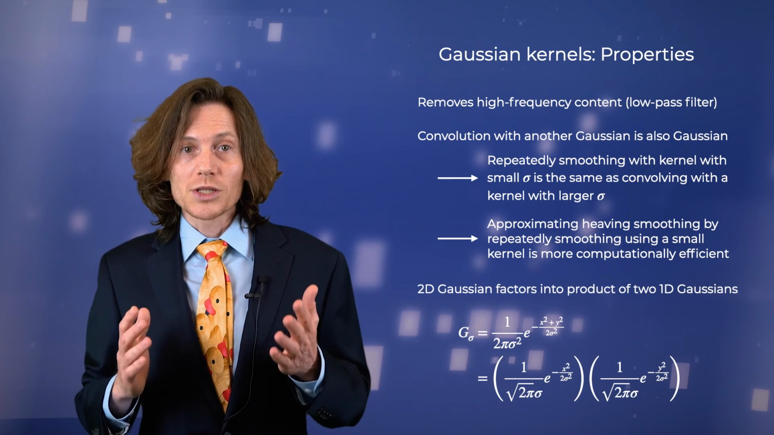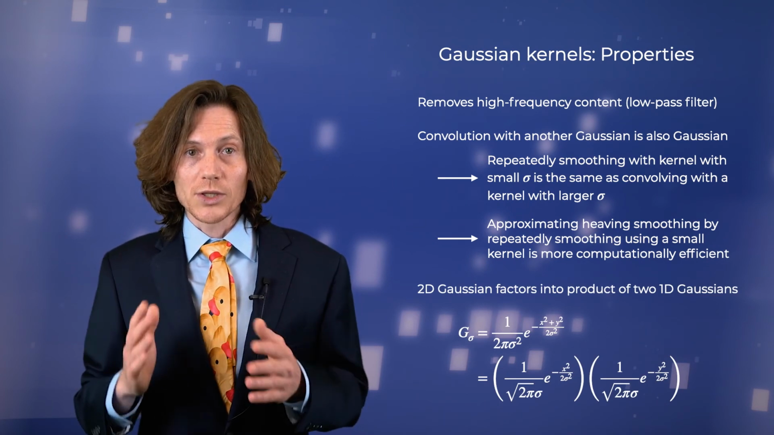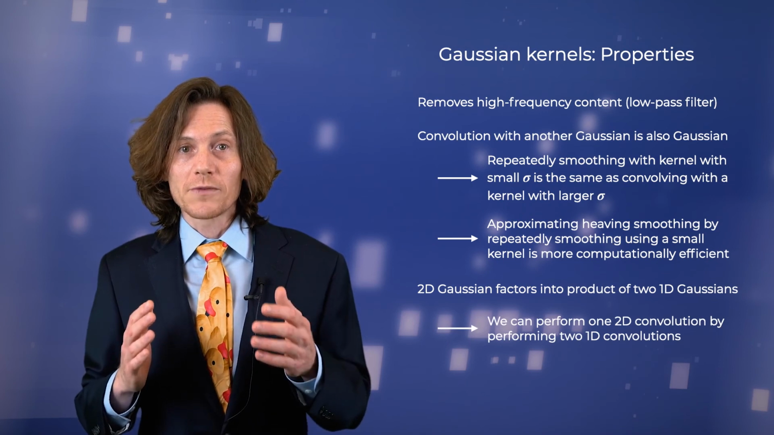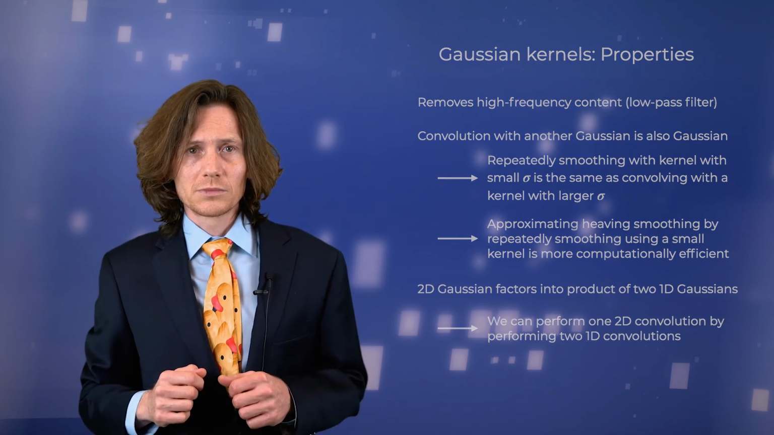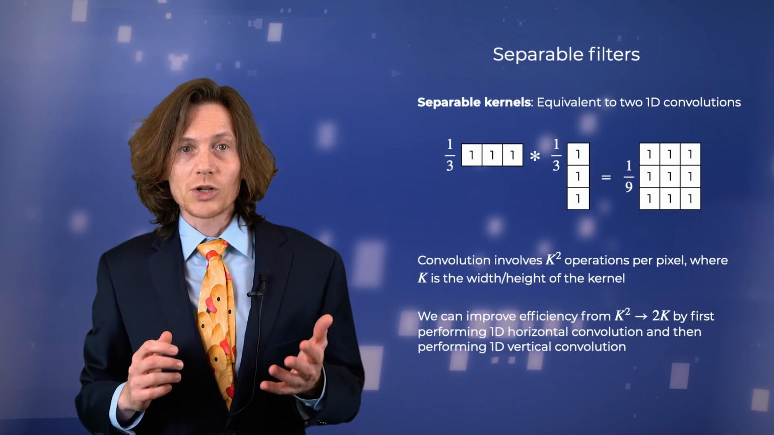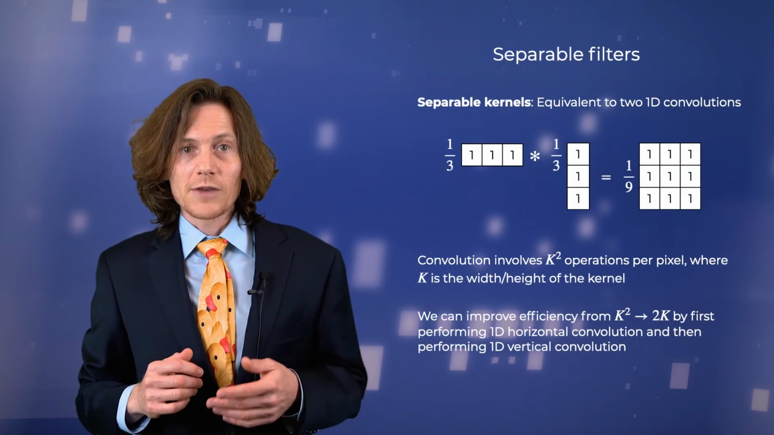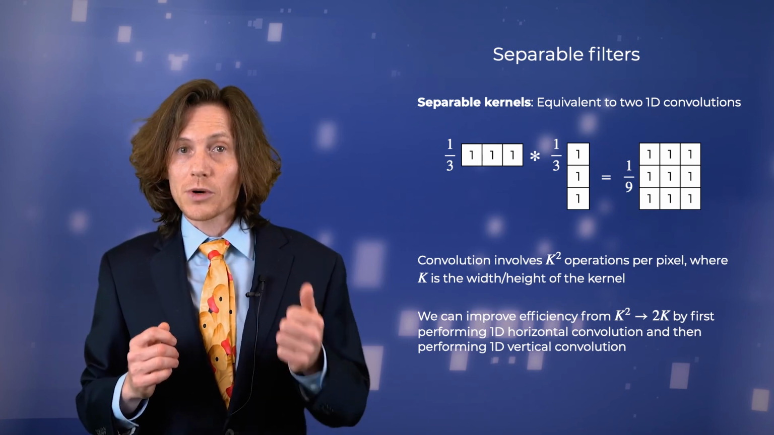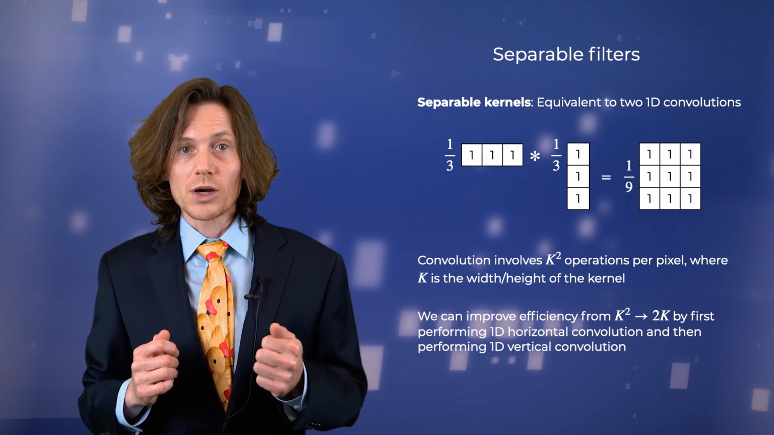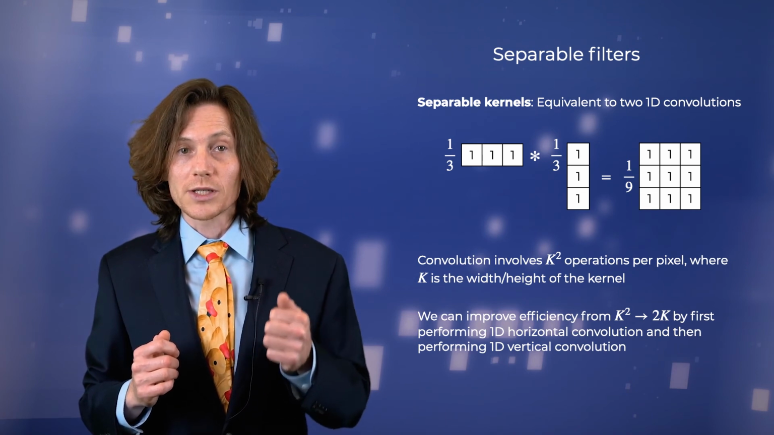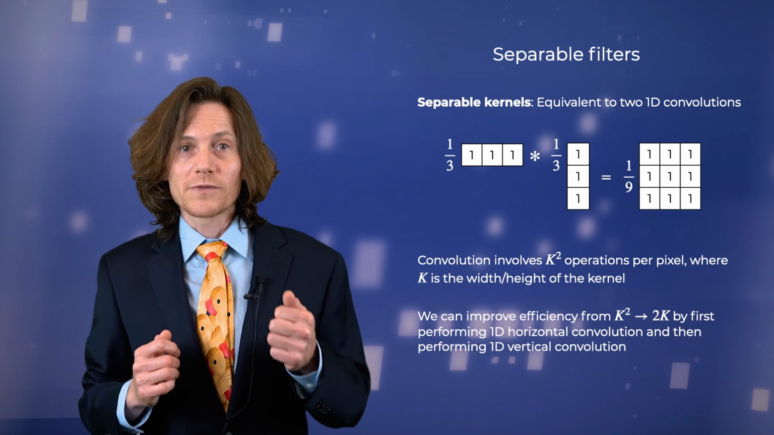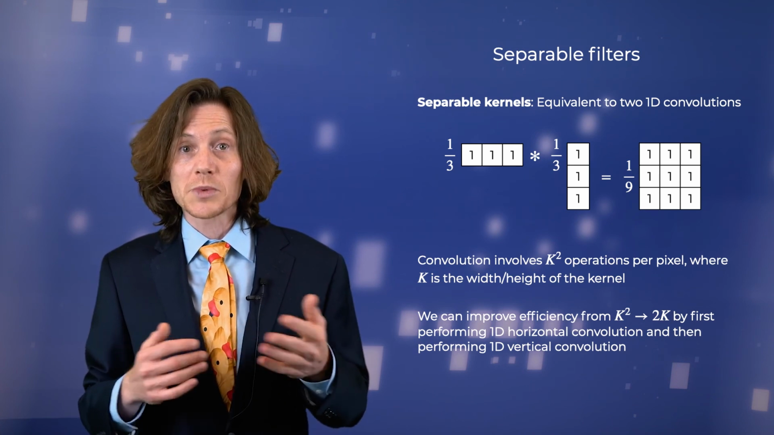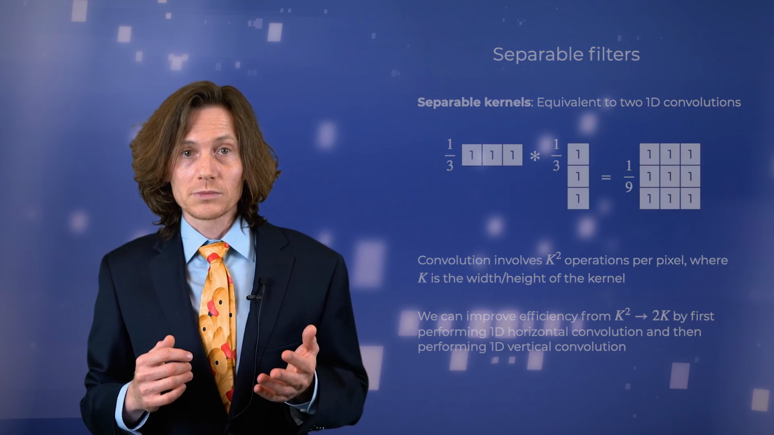Second, 2D Gaussians can be expressed as a product of two one-dimensional Gaussians. As a result, we can perform a 2D convolution by performing two 1D convolutions. This is an example of a kernel that is said to be separable. If k is the width or height of the kernel, 2D convolution involves k-squared operations per pixel. However, we can reduce the cost to 2k operations per pixel if the kernel is separable. Exploiting these efficiency gains is important, considering that we may want to process images that are streamed at 30 frames per second from multiple cameras.